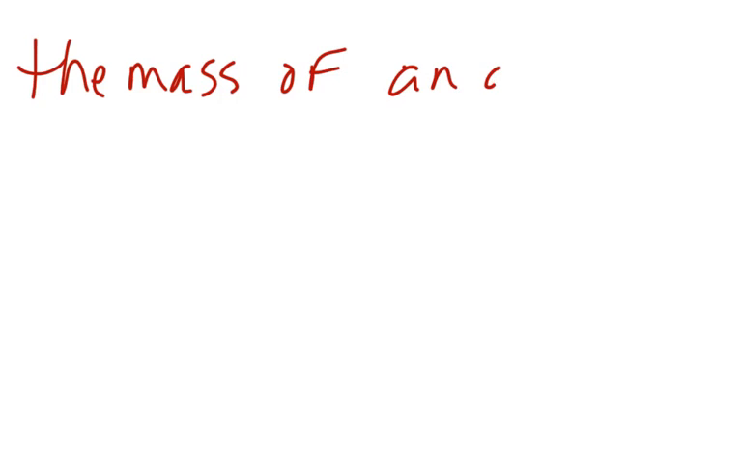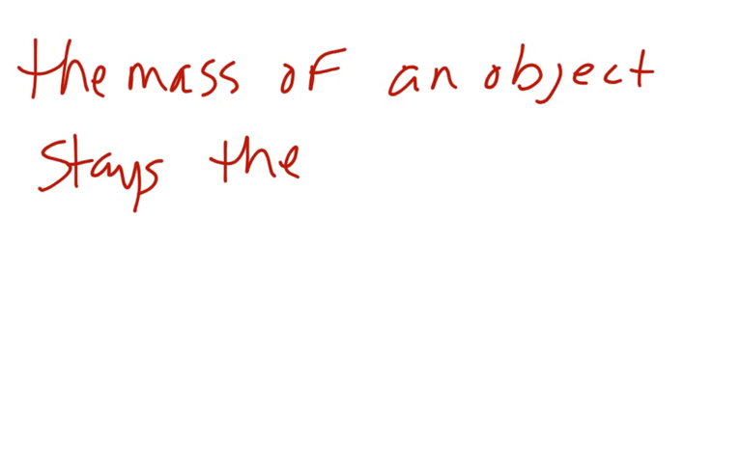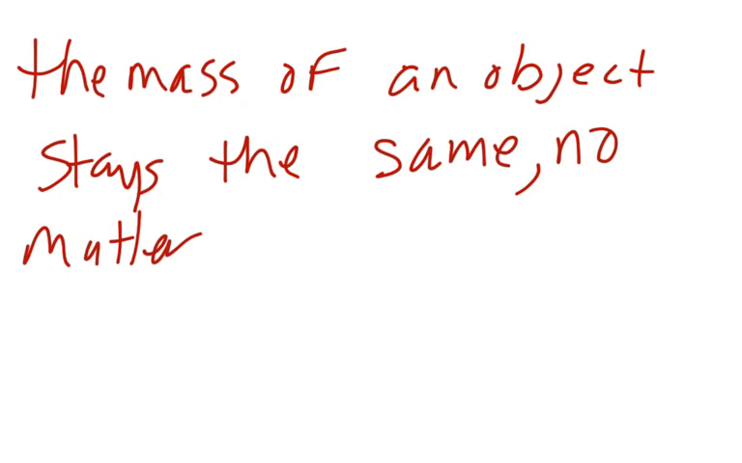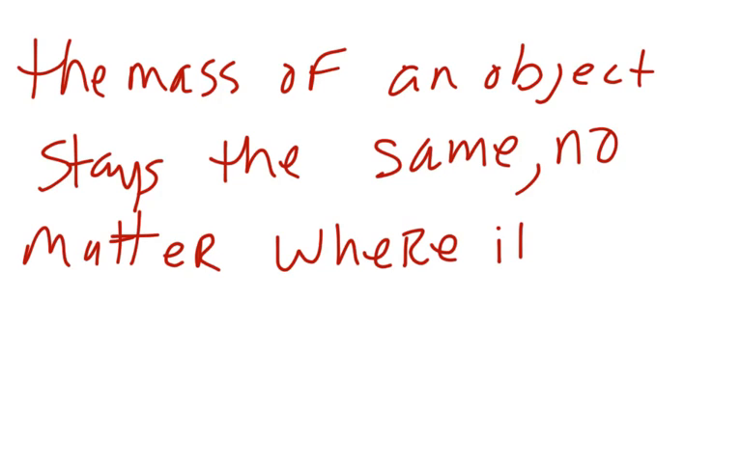Now, here's one key note: the mass of an object stays the same no matter where it is. And where it is, I mean if something is on Jupiter, if something is on Pluto, something is on Mars, something is on Earth, the amount of mass stays the same, no matter where it is.